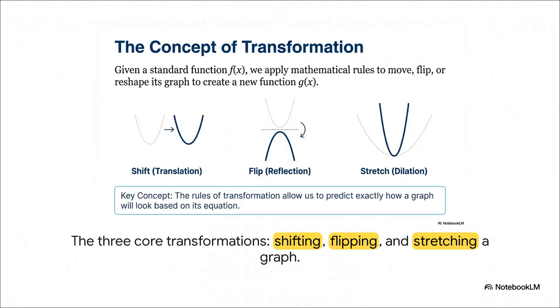It really all boils down to just three core moves. You've got shifting, which is literally just sliding the graph around. Then there's flipping, which creates a perfect mirror image. And finally, stretching, which stretches and squishes the graph. These are the big three. Once you get these down, you can basically graph anything.